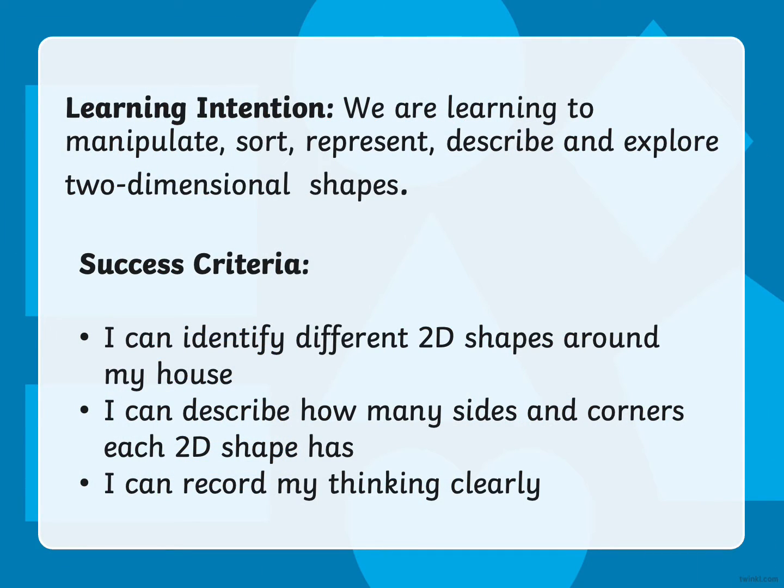If I look at the learning intention, it says we are learning to manipulate, sort, represent, describe and explore two-dimensional shapes. To be successful in my learning intention, I will look at the success criteria. I can identify different 2D shapes around my house, I can describe how many sides and corners each 2D shape has, and I can record my thinking clearly.